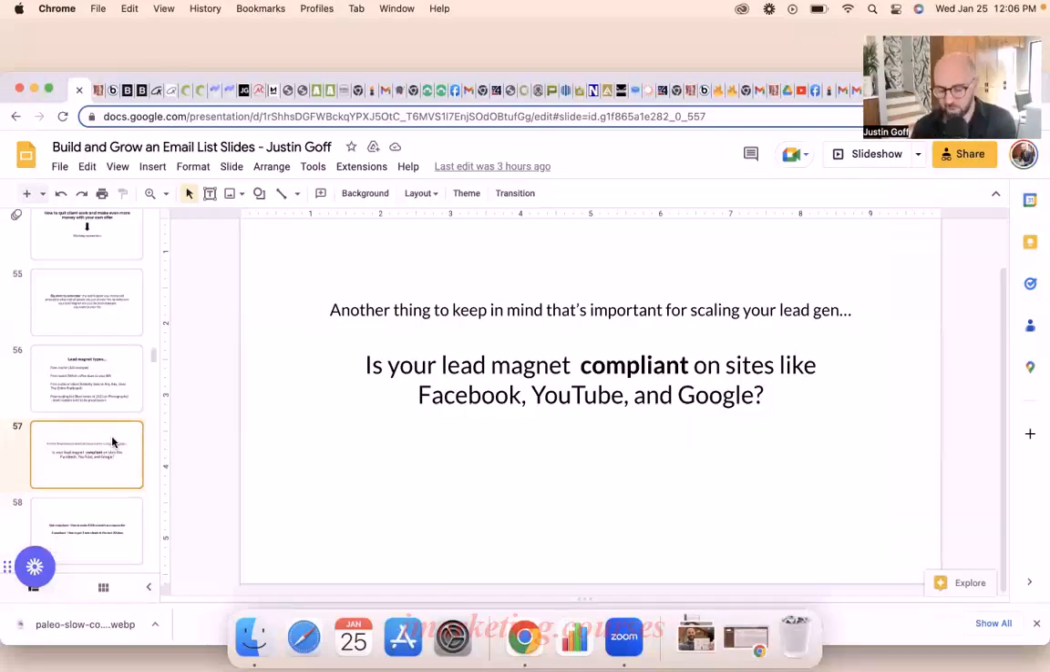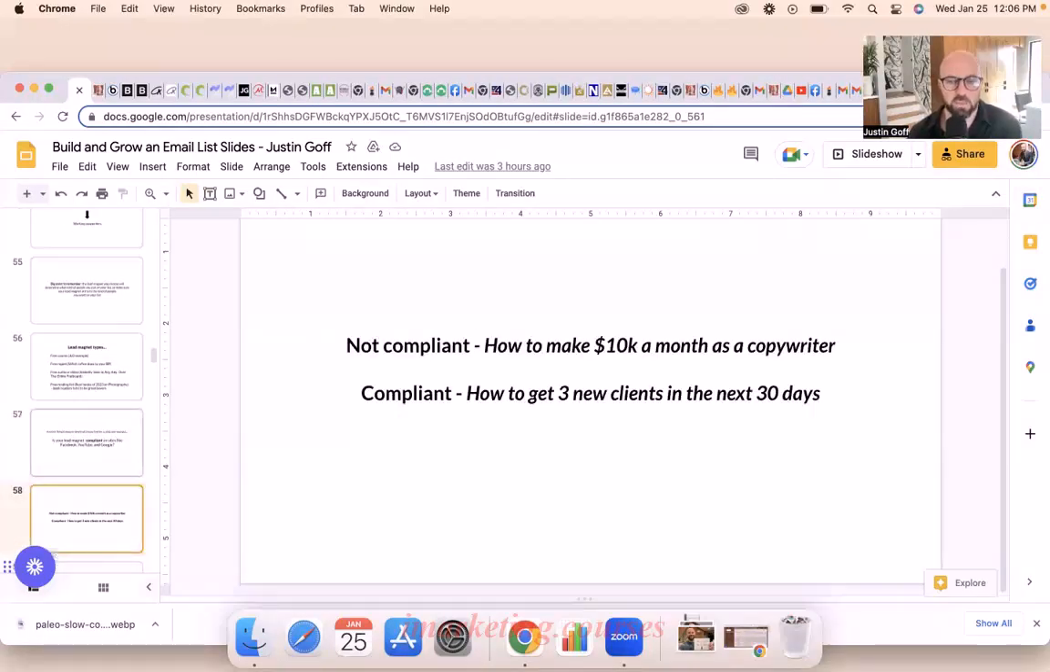So one other thing to keep in mind, and I'll answer questions once I get to the end of the lead magnet part here: is your lead magnet compliant on sites like Facebook, YouTube, and Google? So some examples of this: if I had a lead magnet on how to make $10,000 a month as a copywriter, that's probably not going to be able to run on Facebook, maybe on YouTube, probably not going to be able to run on Google, because they don't allow income claims like that. You would be able to say how to get 3 new clients in the next 30 days, because that's about getting clients. It's not about income.